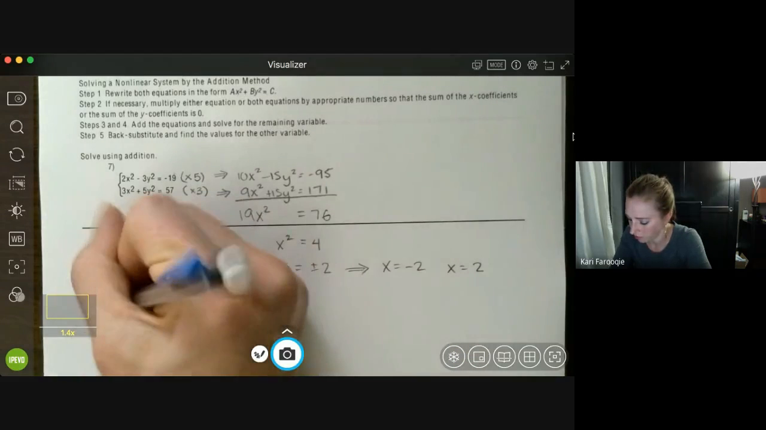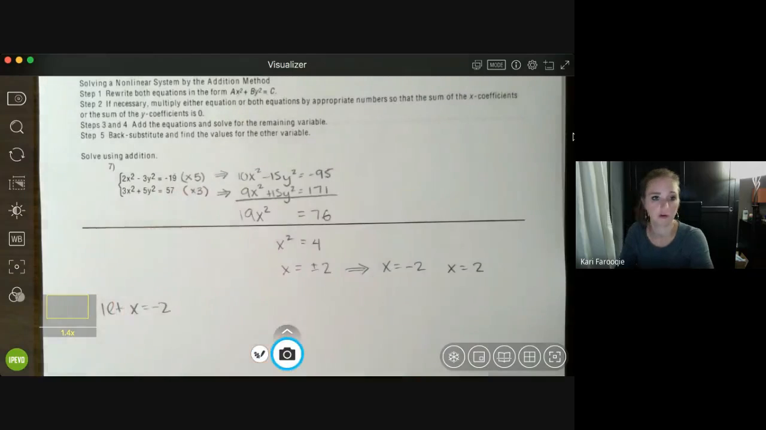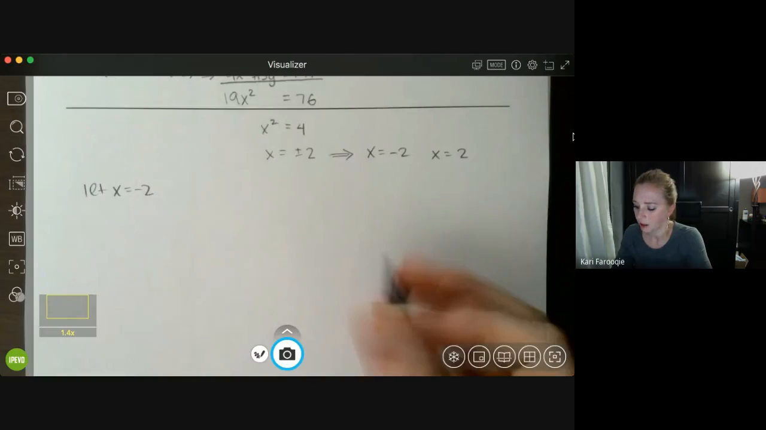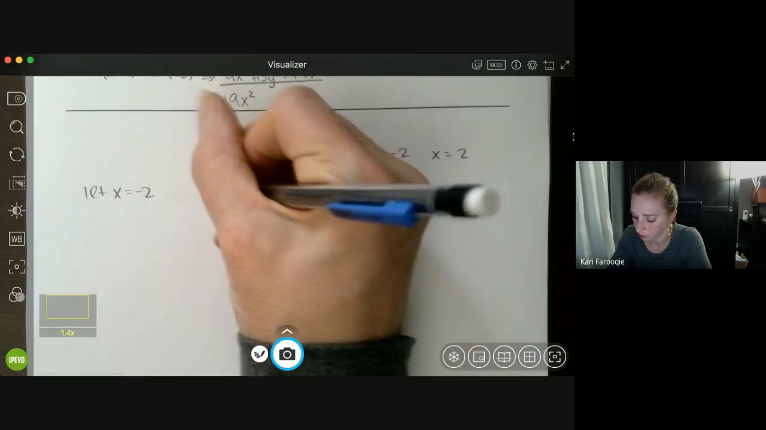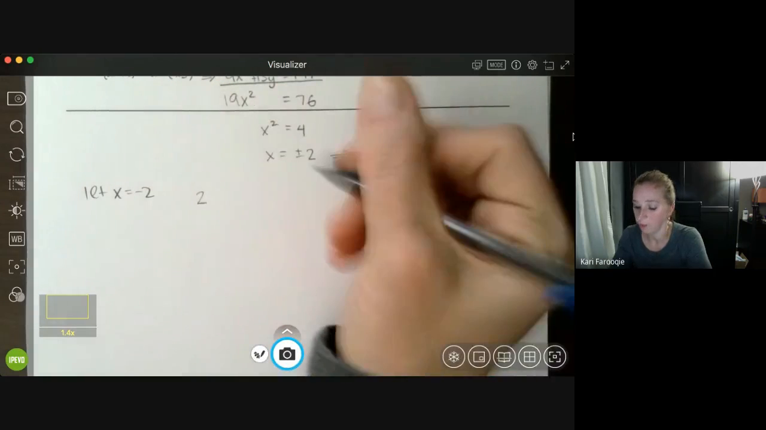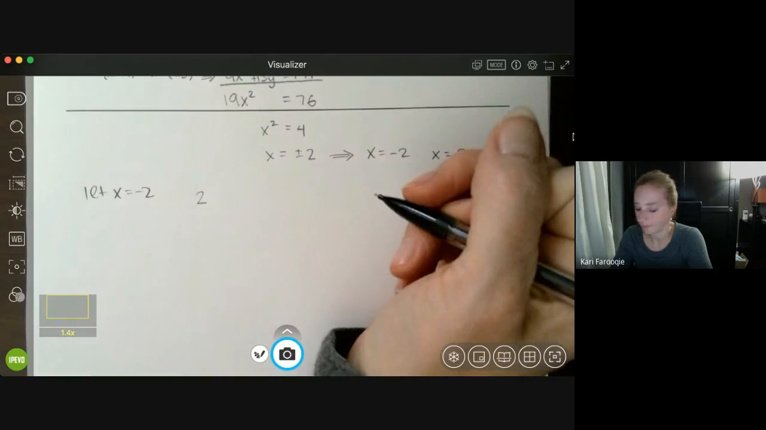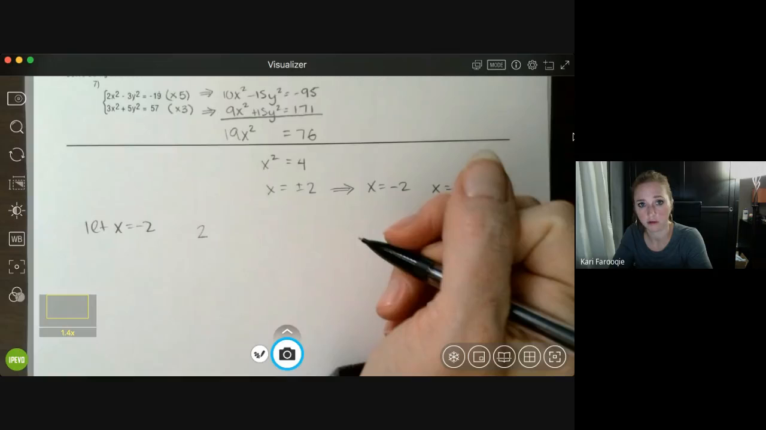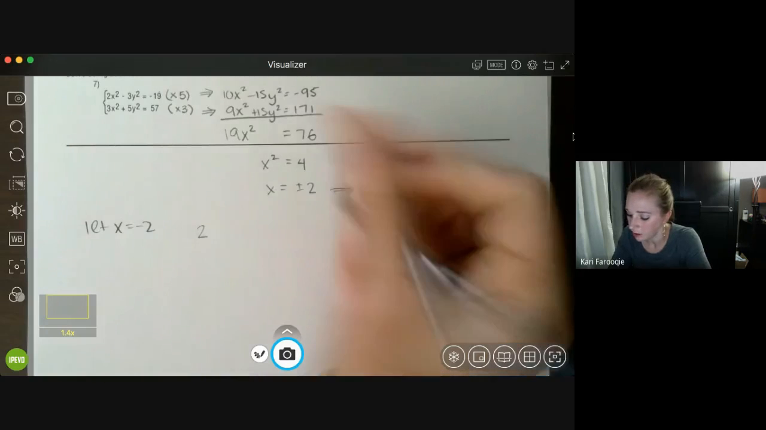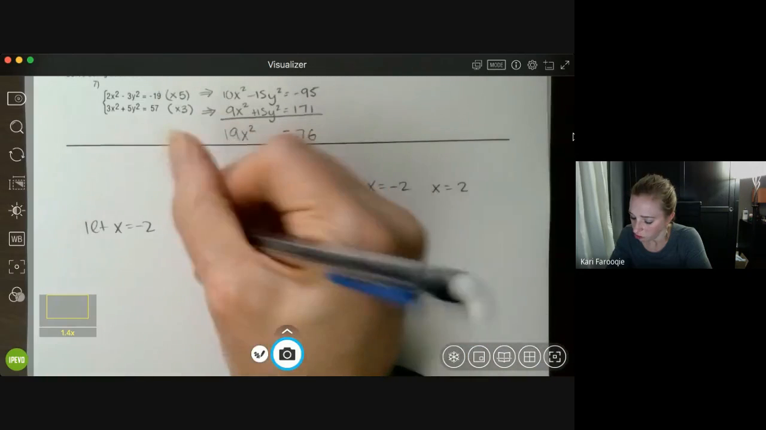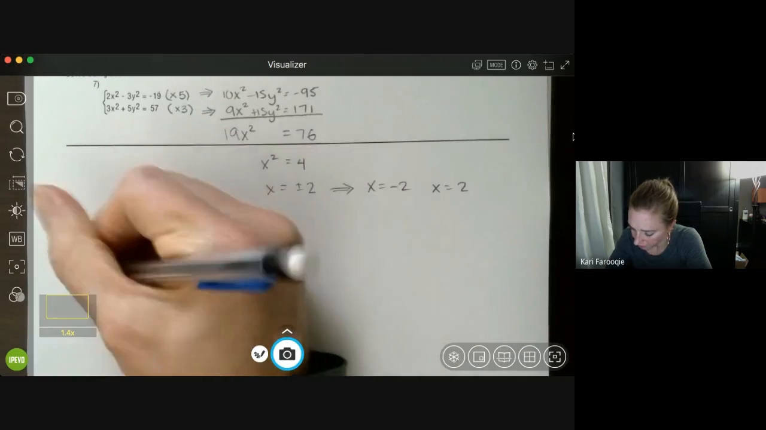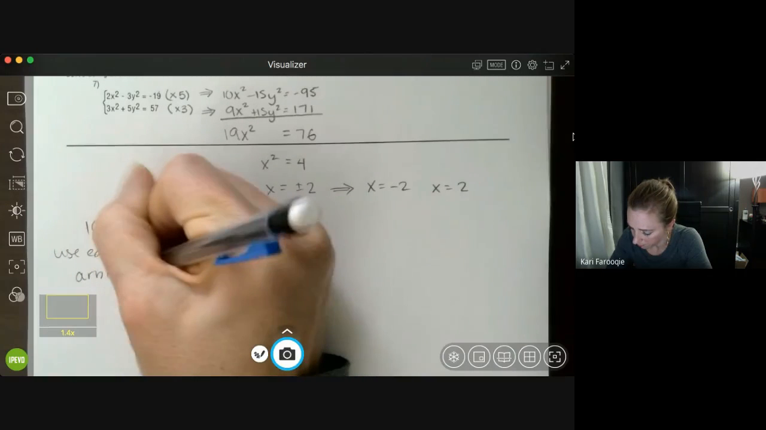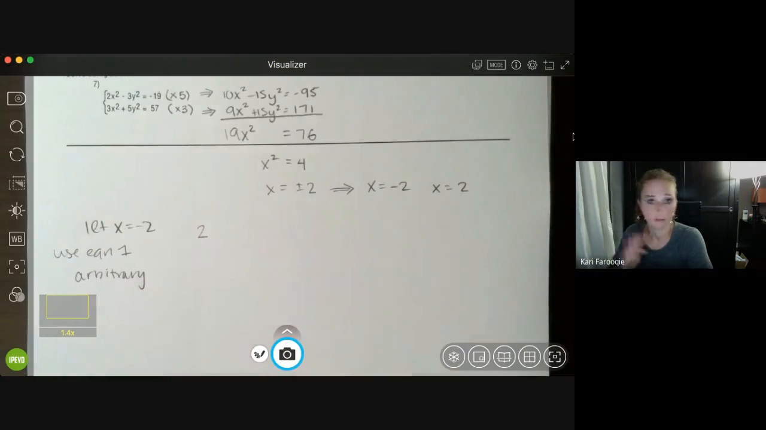I'm going to say, let's let x equal -2 first. And then I'm going to pick one of these equations. It doesn't matter which. I guess I'll stick with the first one. And I'll back substitute and solve for y. So a little bit more work here for finding the other variable. So I'm going to use equation 1. And this is arbitrary. I just picked it. Doesn't matter which one you use.